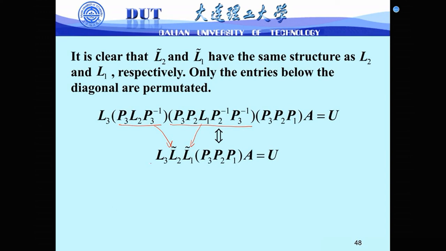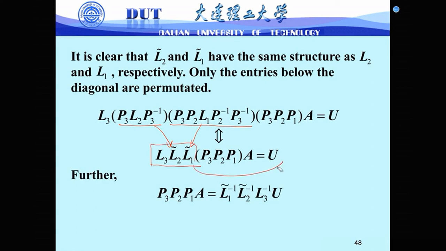Clear? And only here we have P3, P2, P1, the product. Okay, but here, you come here. L3, L2 theta, L1 theta, they are three lower triangular matrices with ones on the diagonal, right? Okay, further, we can move the three matrices to the right side. How to move them? Okay, again, you should understand, right?